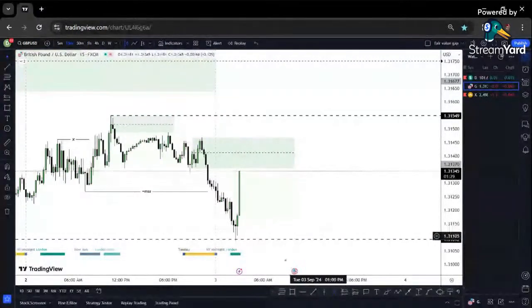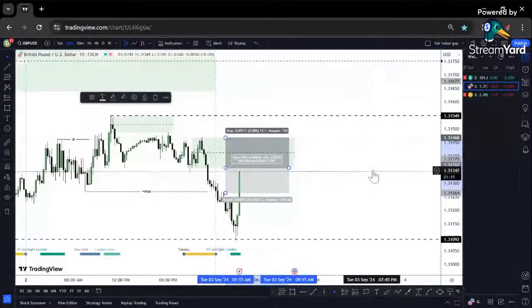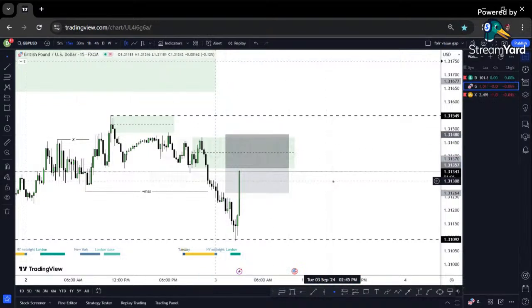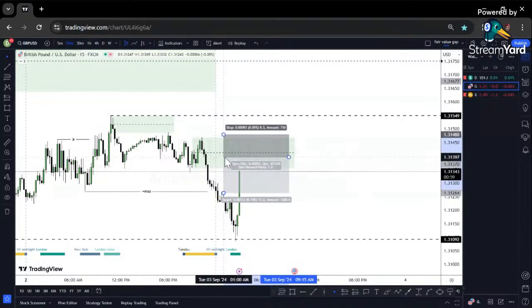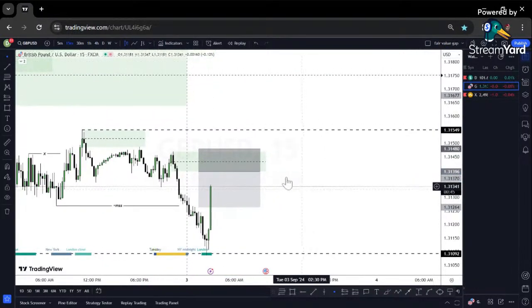Let me check the risk for this trade. This is about 11 pips. 11 pips SL, or let's just say 12. Let's say about 12 pips. 12 pips SL is not bad. We'll use this imbalance here. So it's reduced now to 8 pips.